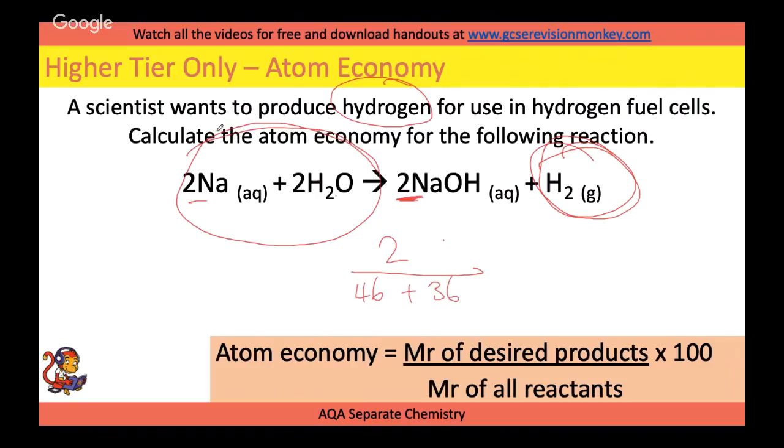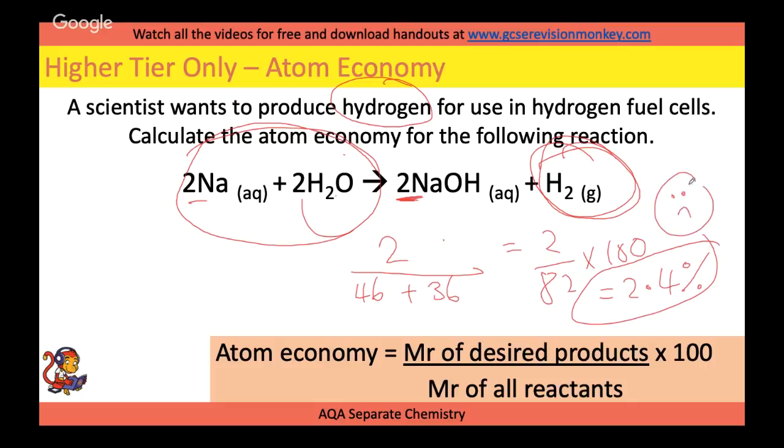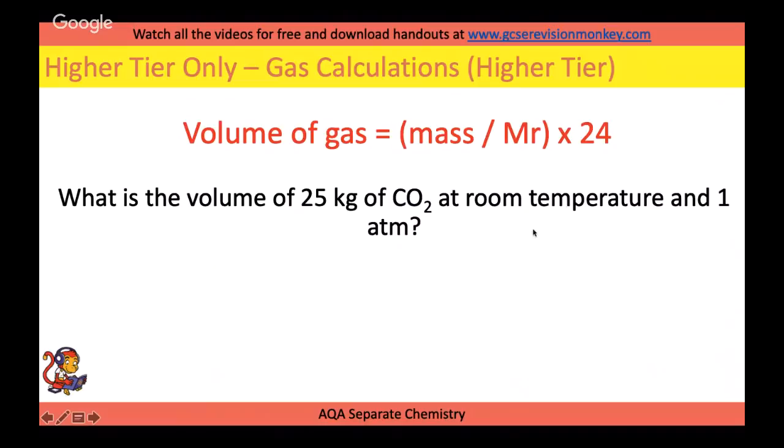Now, you will be given these numbers, okay? You'll be given the relative formula masses, or they're on your periodic table. You don't have to learn them. And then that would simplify to 8 over 82 times 100, which would give us a very low atom economy of 2.54%. That would be very bad because we're putting a lot of reactants in. This is the product we want. So you might have to think about selling this off to another company or using a different reaction to actually produce our hydrogen.